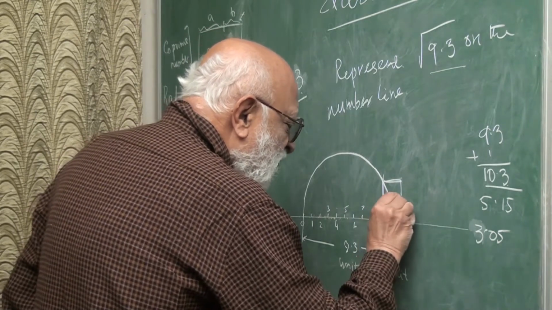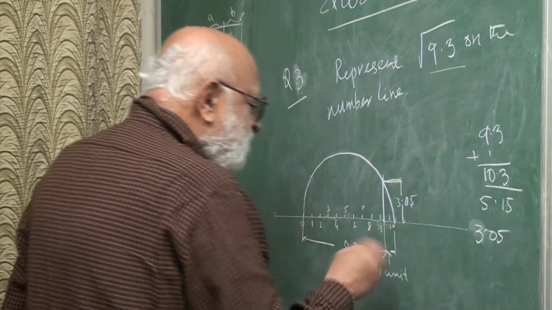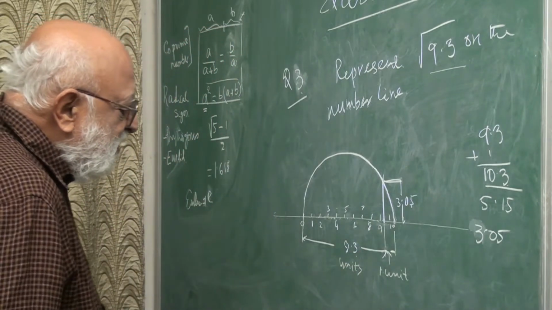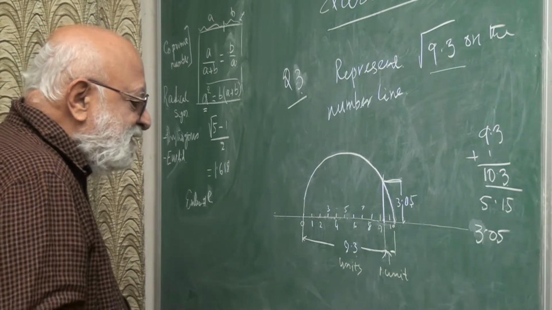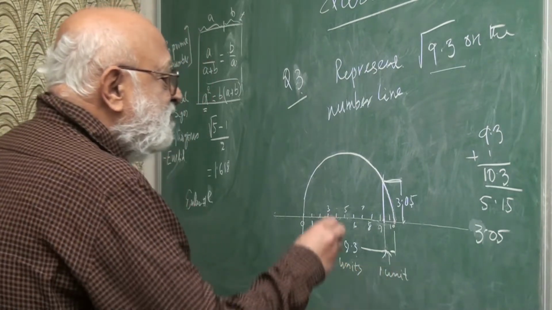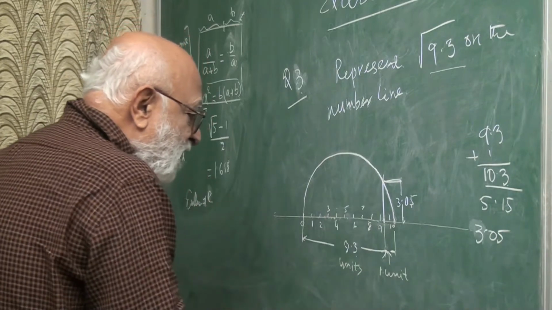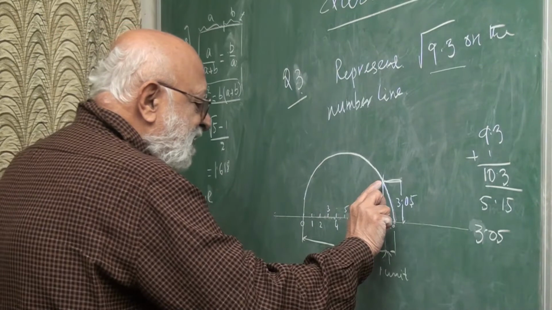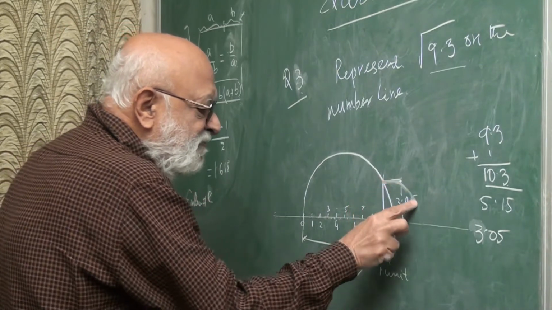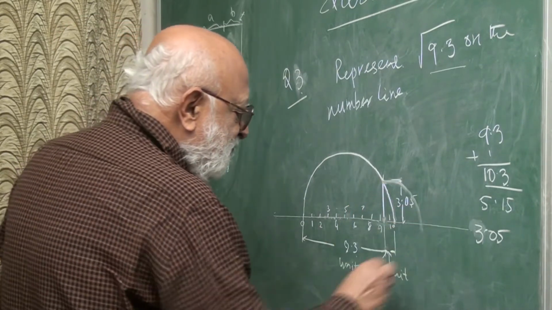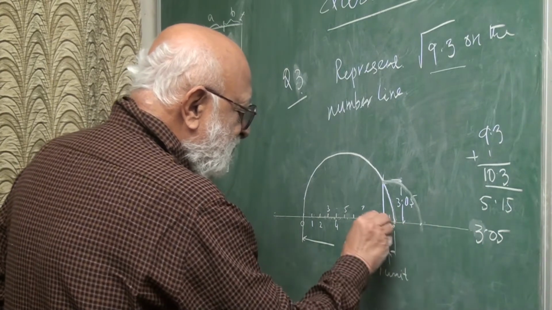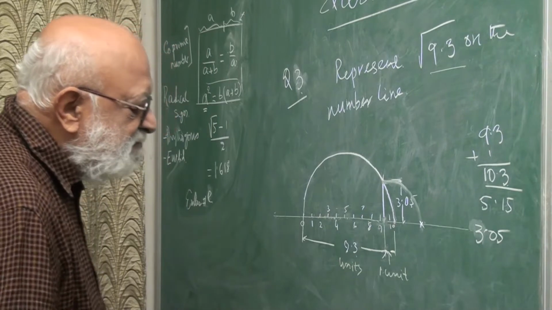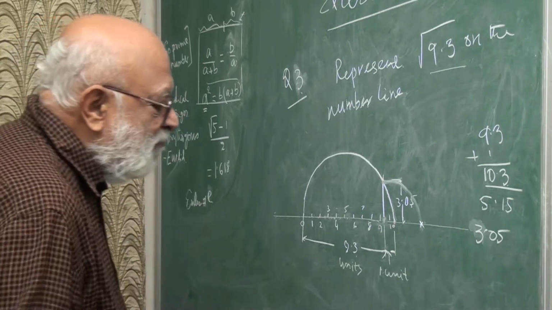So this distance is 3.05, because it was coming in between 3 and 3.1. Now, on the number line, what do I have to do? This says represent this on the number line. So I take this and do it here. From here to here, this would be my representation. I have represented it on the number line.